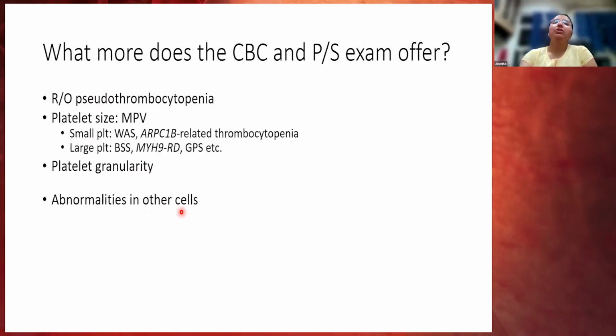So when it comes to MPV, the small platelets are typically associated with Wiskott-Aldrich syndrome. And large platelets are typically associated with Bernard-Soulier as well as with MYH9 related defects, as well as with gray platelet syndrome.